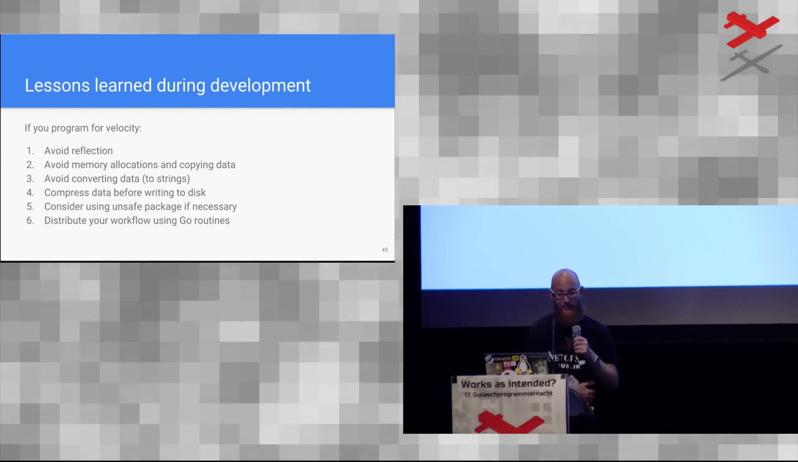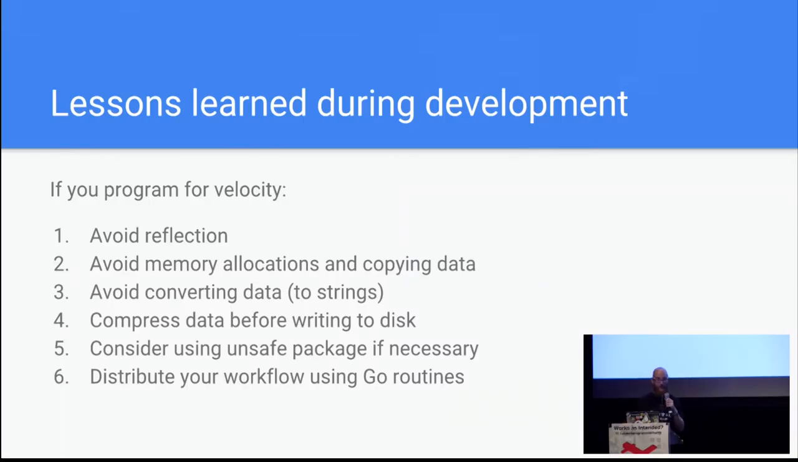So, lessons learned during development. If you program for velocity, make sure you avoid reflection. Make sure you avoid memory allocations and copying data around. Every copy operation costs you CPU time, and if you have to allocate memory, it costs you even way more CPU time. Avoid converting data, especially to strings, if you can just use them as an index on a map or something. Don't convert that stuff just to access data. It doesn't make sense. And I think it's always worth it to compress data before you write it onto the disk. It's always faster. CPUs these days are so fast and disks are still so slow that it makes sense to always compress it. And consider using the unsafe package if necessary.